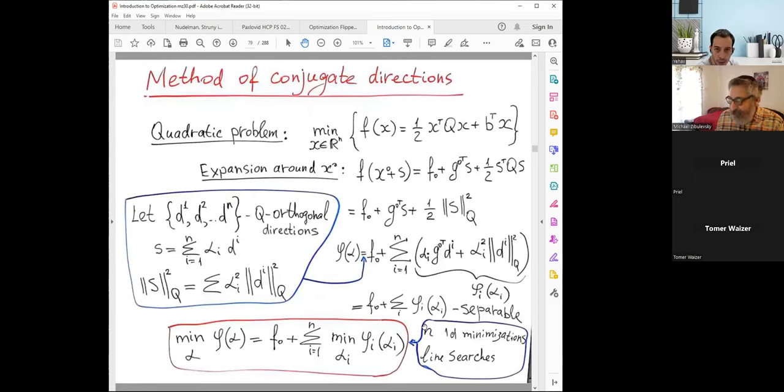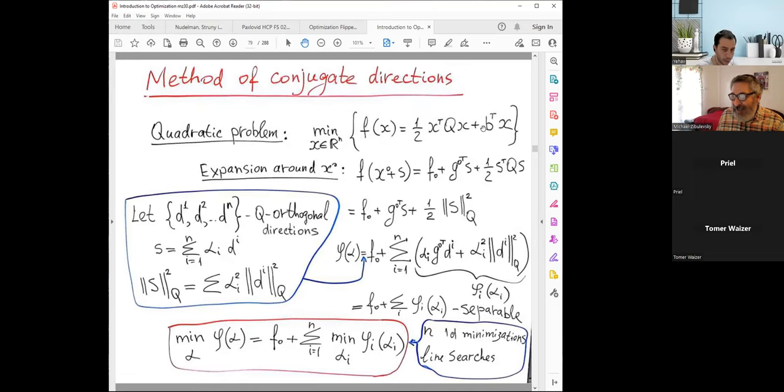And now this is one of the most central slides. So if I have a quadratic function of X, and I say that my X is some current point X naught plus some displacement S, my function looks in this way. If I have a set of Q-orthogonal directions, then my objective function can be written in this form. If S is decomposed, and alpha are decomposition coefficients by those directions, then my objective function becomes so-called separable in alpha. It's a sum of terms, and each term depends only on its own alpha. There is no intermix between alpha.